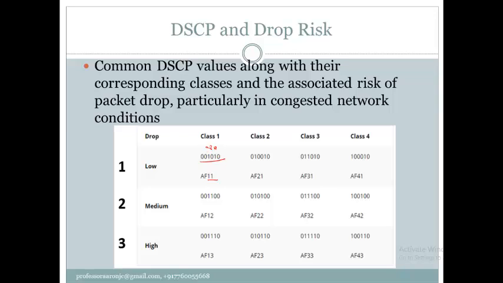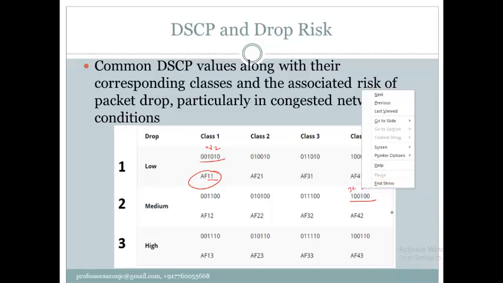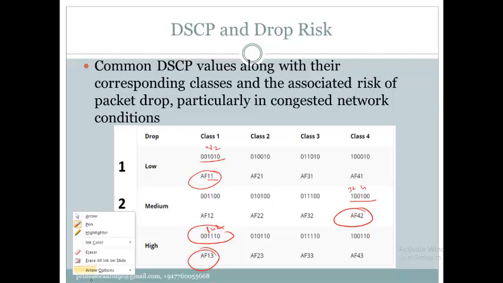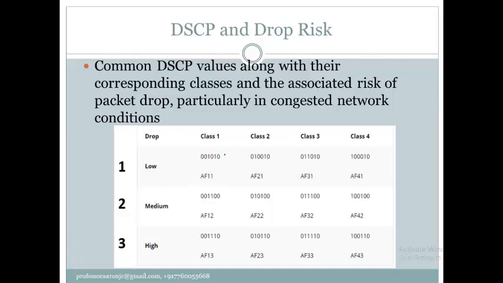You see, out of the 6 bits, this last bit, if you notice, it is always 0. So don't focus on that 0. Now divide this into two portions, 3 bits and 2 bits. Don't consider the last one. Now, what is the value of this? 1. What is the value of this? 1. What is the value of 1, 1? 3. I told you, don't consider the last bit. Now, come here. What is the value of this one? 4. What is the value of this? 2. Because we don't consider the last one. 4, 2. You see? This is how they named the AF numbers.